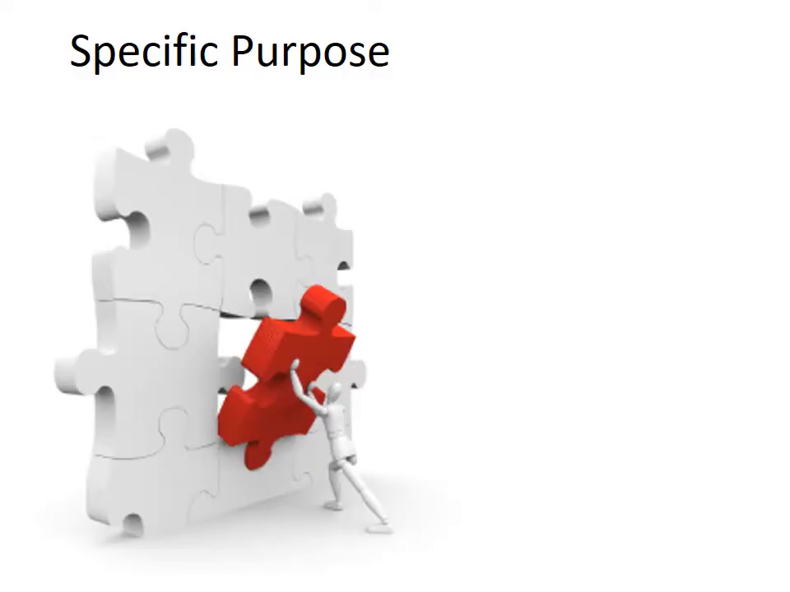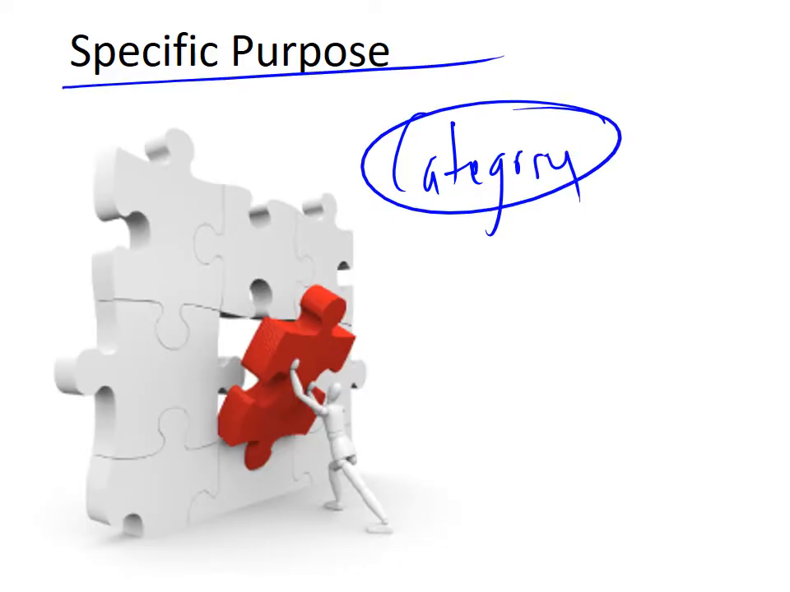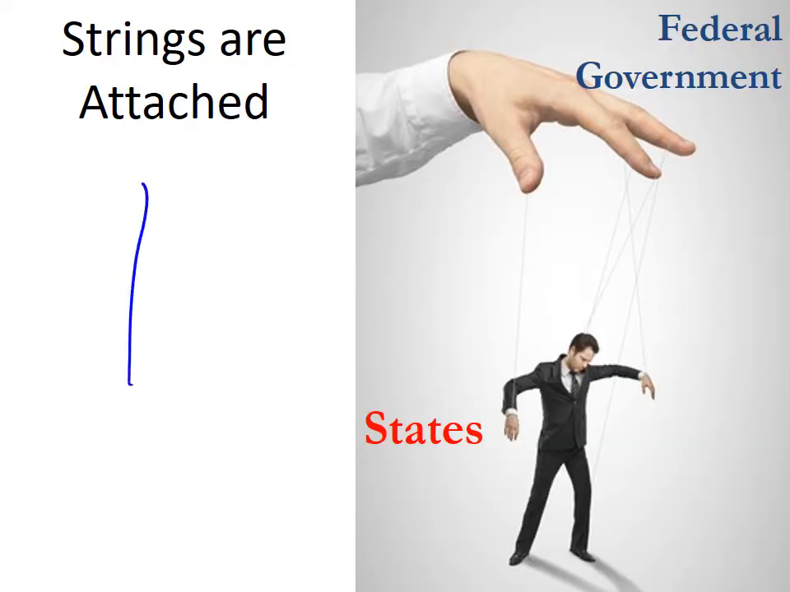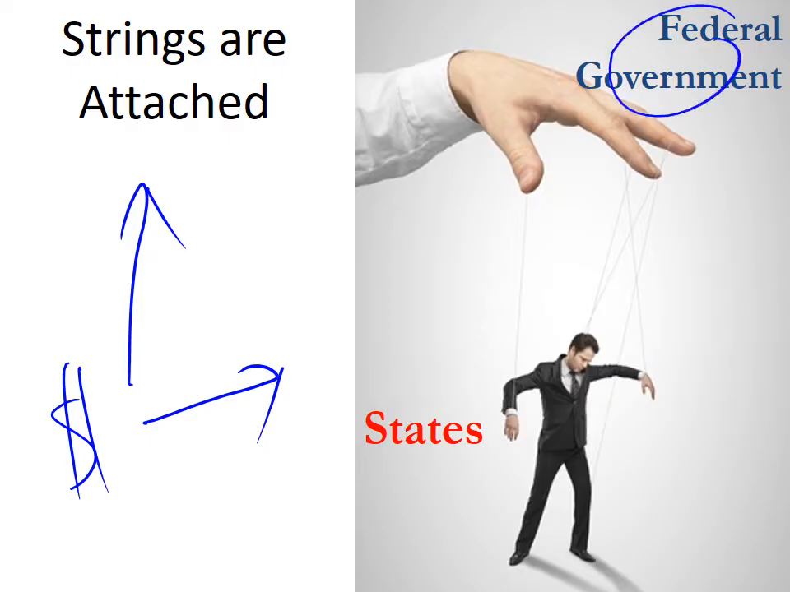So what do you need to know about these types of grants? They serve these categorical grants. I mean, it kind of sounds like that, right? Like category. They serve a specific purpose. There are strings attached: you take this money, then you have to do this thing. So the federal government is kind of like a puppet master for the states.